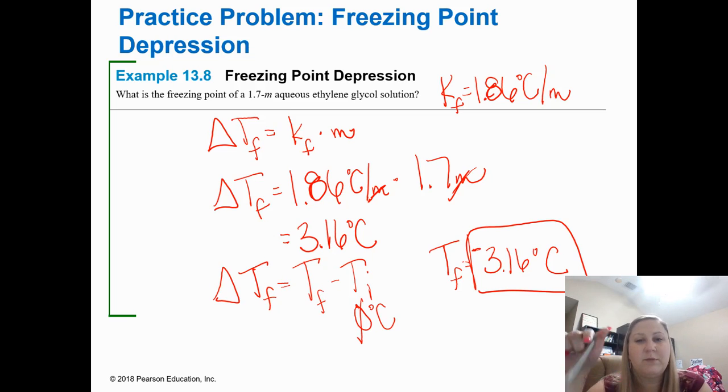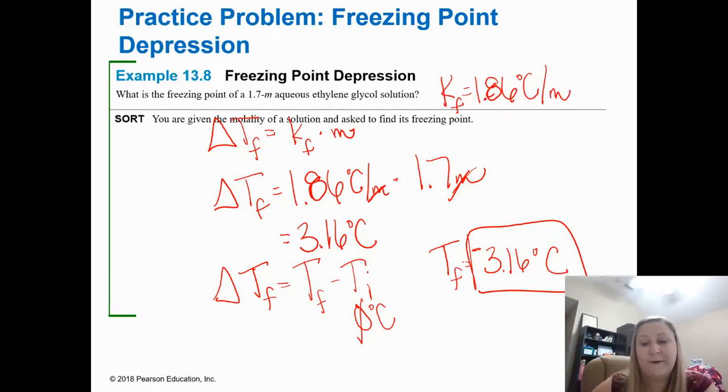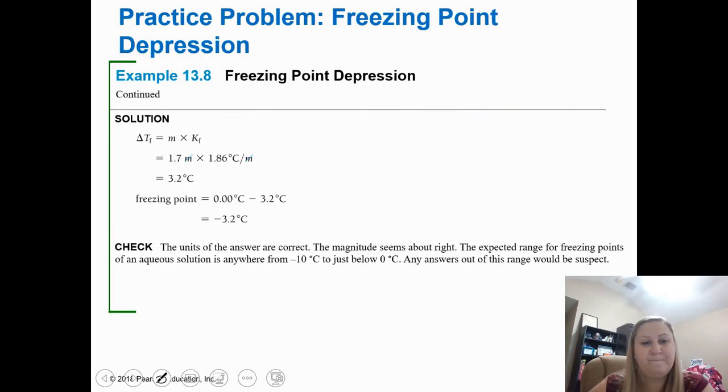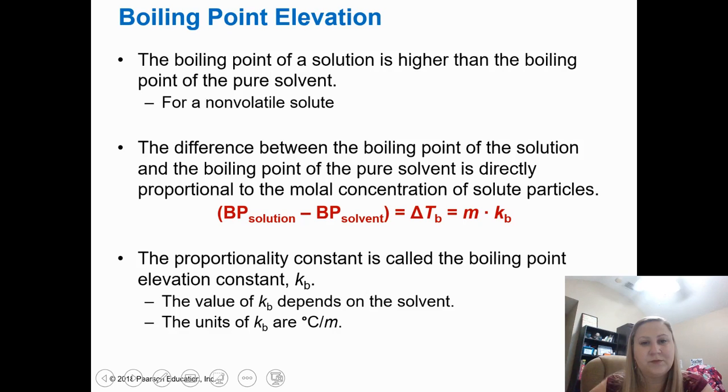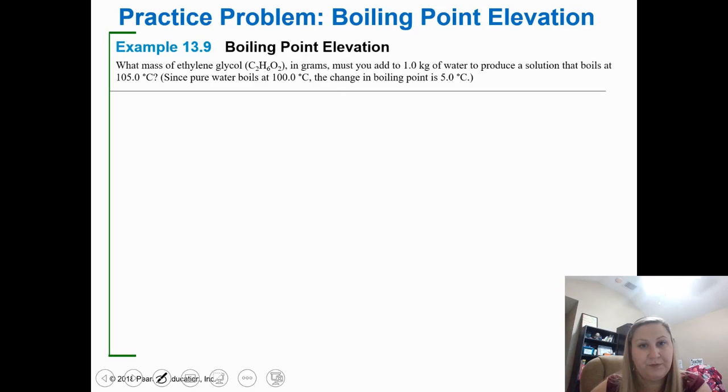It's the same thing with the boiling point. We're bringing the boiling point up. Okay, so the boiling point equation is the same. This is called boiling point elevation, so it goes up. The only difference is you're using Kb instead of Kf. Also, the temperature will be above 100, so it should be a positive number.